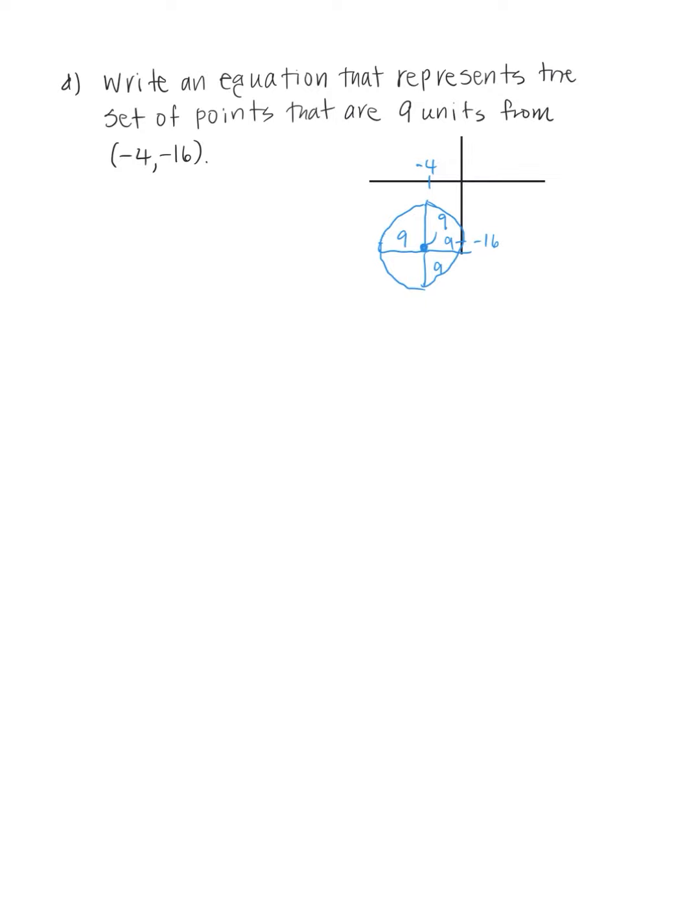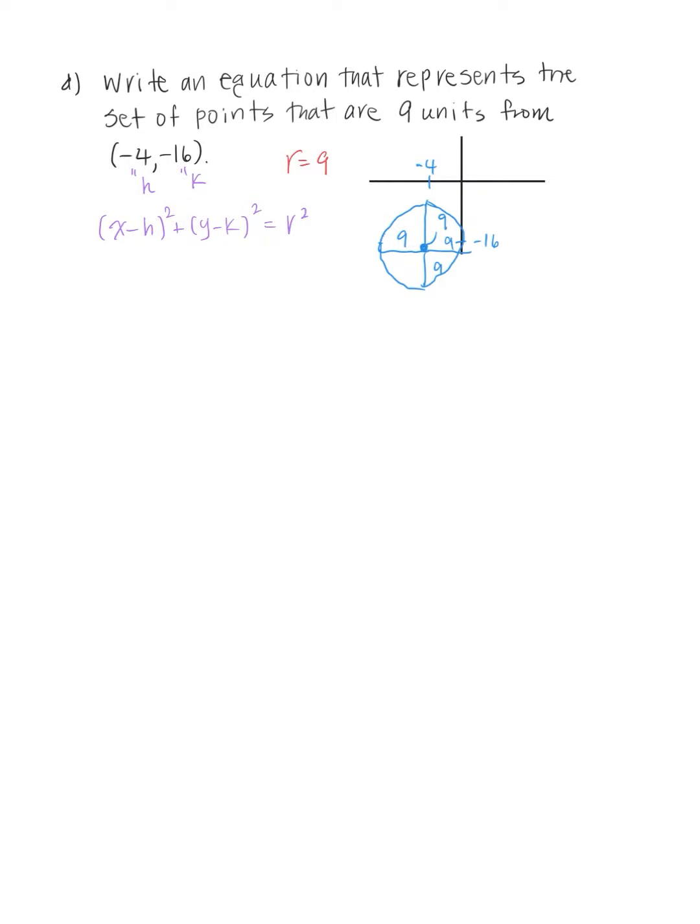Okay, so then we can bust out the standard form. We've got x minus h squared plus y minus k squared equals r squared. So then -4 is going to be our h, -16 is going to be our k, and we just found out that our r is going to be 9.